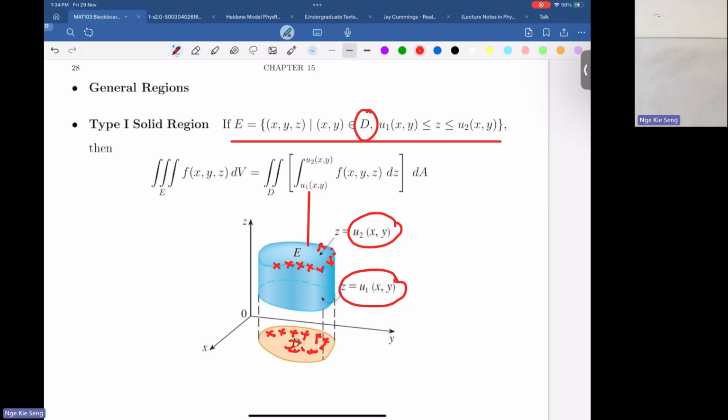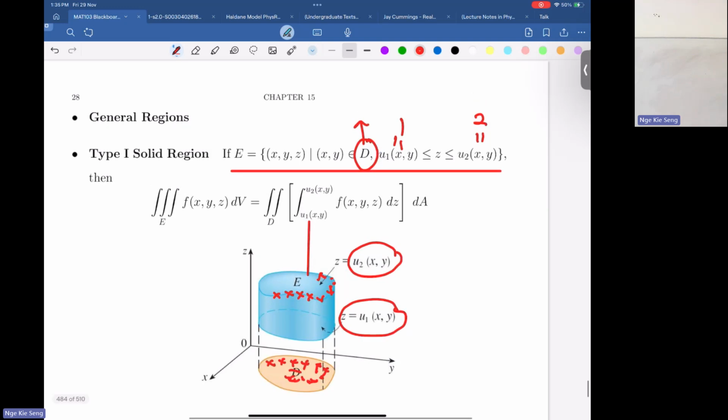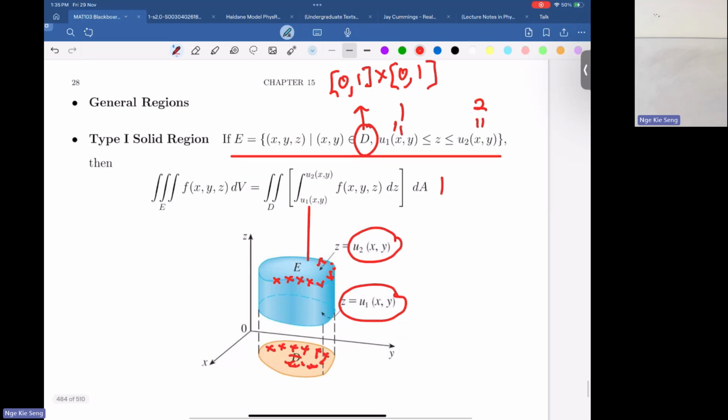So let me throw you a simple case. Let's say you want U1 xy equals to 1, U2 xy equals to 2. What's this shape here? Let's say this D is 0, 1 times 0, 1. So let's take D equals to 0, 1 squared, and then U1 xy equals to 1, U2 xy equals to 2.